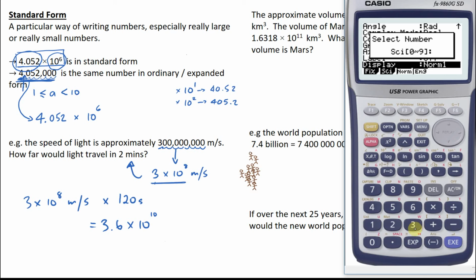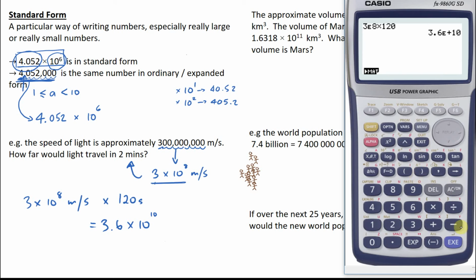If we say 3, execute, just exit out of there, and if I go just pressing EXE to give me that number again, you can see it comes up with 3.60. So that's because we set the calculator to be fixed at 3, it means it's going to give us 3 significant figures.